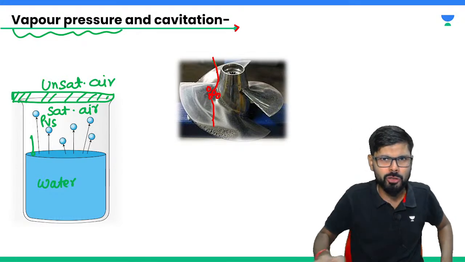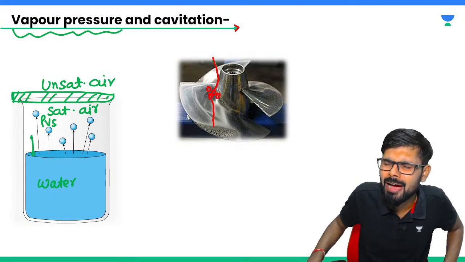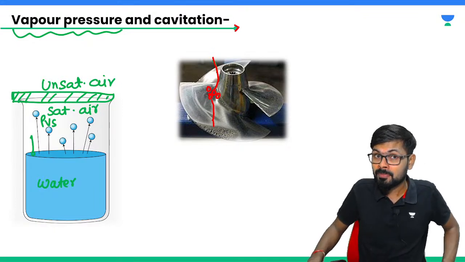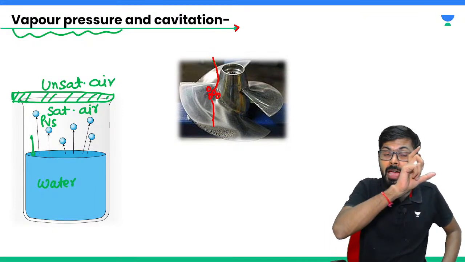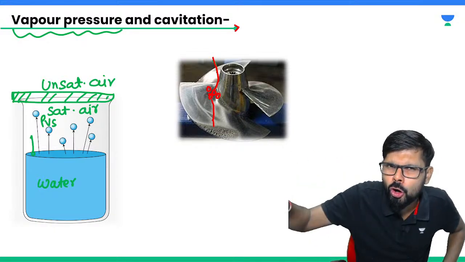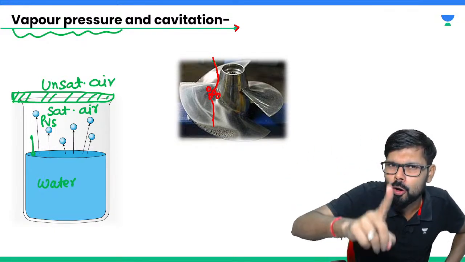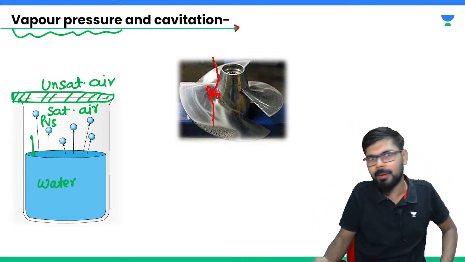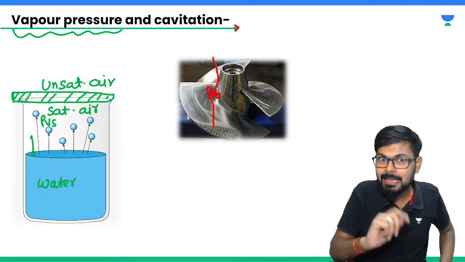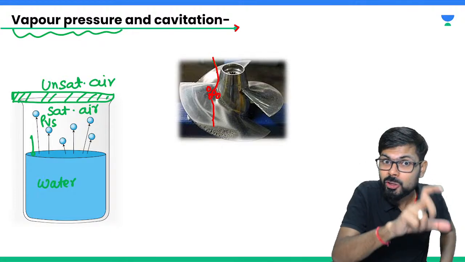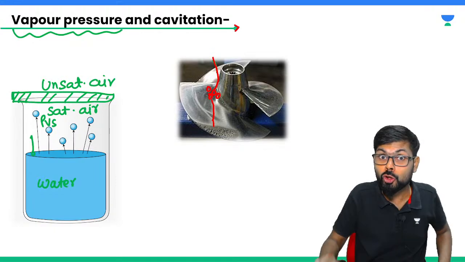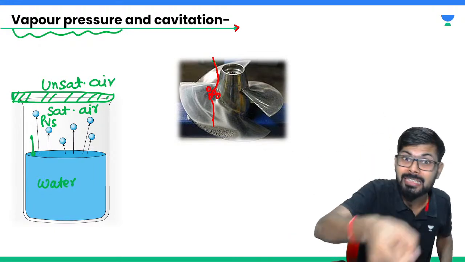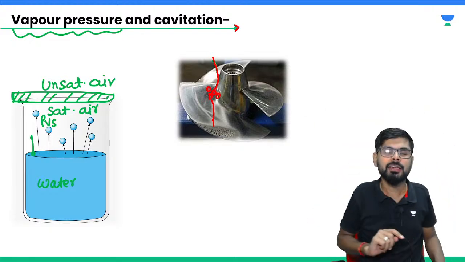So a very, very important question asked by the interviewer: how to avoid cavitation? Sir, it is very, very simple. Anywhere in the flow, the pressure should never go below vapor pressure. Basically, minimum pressure is going to be at the throat. So throat pressure must be greater than vapor pressure. Clear है this point?